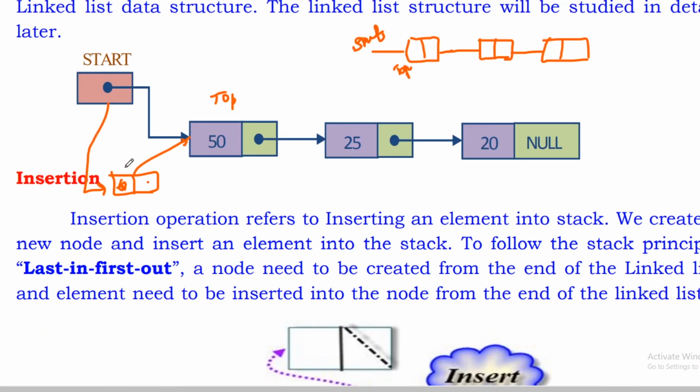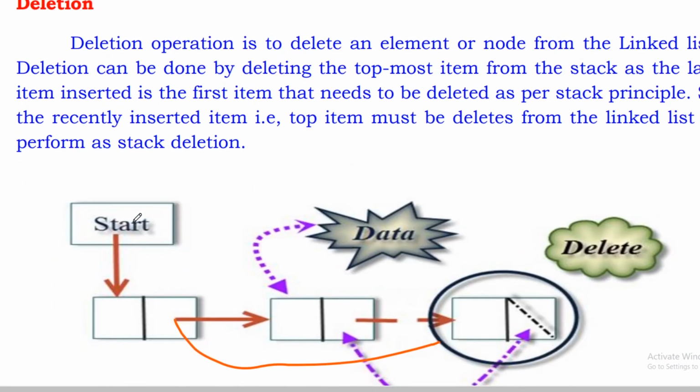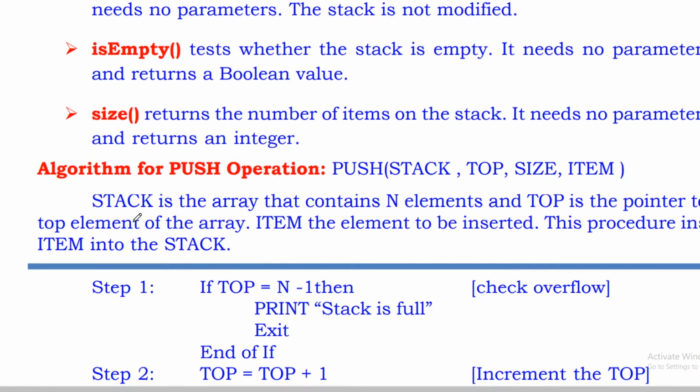This is the recently added element. So to delete, you just unlink this one, that's all. We connect the start to the next link. If you want to delete this node, then make the start point to here, so this is also deleted. I think you already know the delete operation from the linked list. This is how we represent stacks using a linked list, and that's how we perform insert and delete operations.